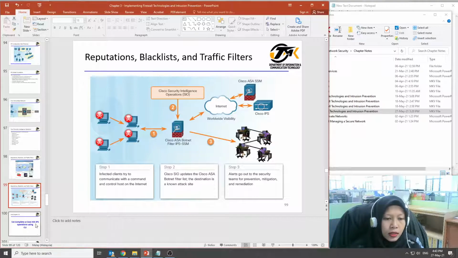So that's it for 3.5. Basically, 3.5 is more into theory, the theory of IPS and IDS. So I will continue with subject 3.6. 3.6 is very important, because we have a lab in that particular subject.